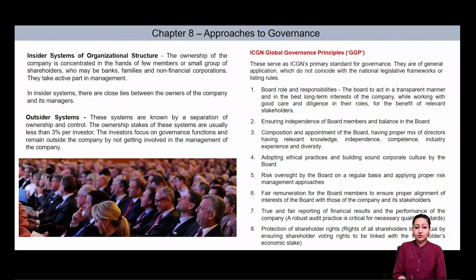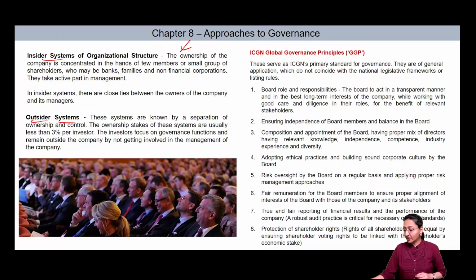Then under the approaches to governance, there were two important terms. One, insider system of organizational structure and outsider system of organizational structure. Insider system is where the shareholding is in limited hands. One person holding 70% shares of a company. So this person is more connected with the management and is more involved in the management of the business. This is an insider system of organizational structure.